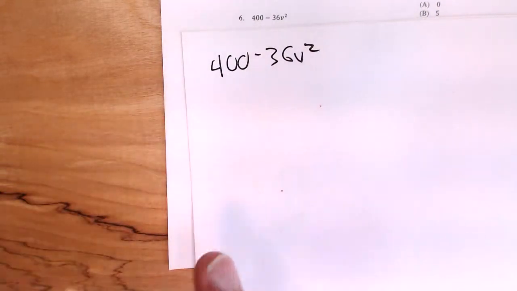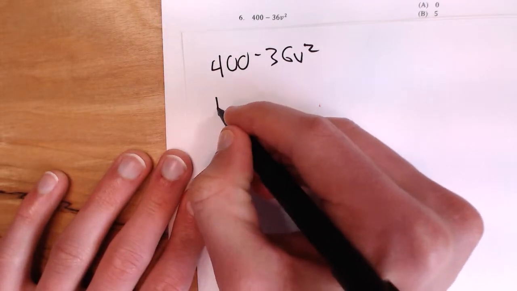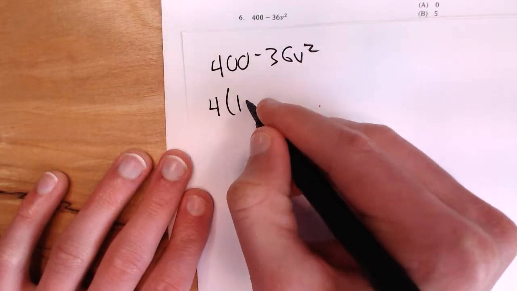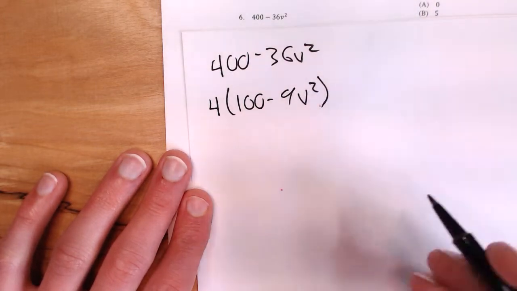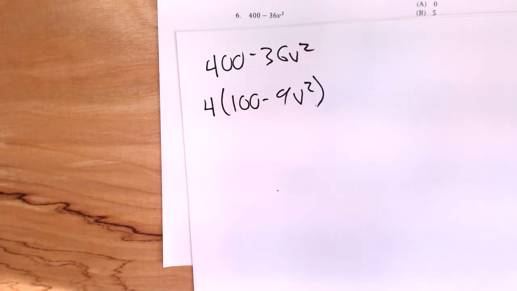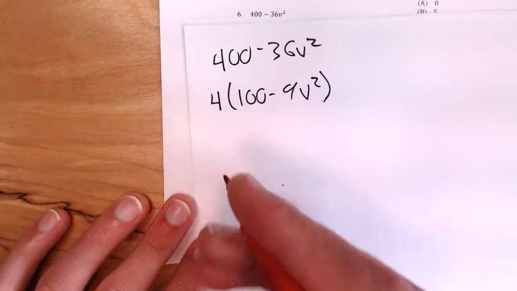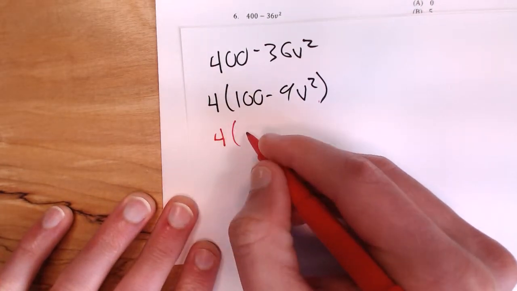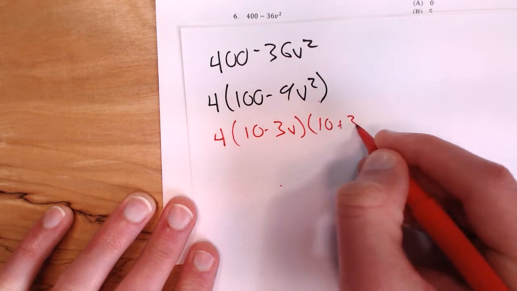So are there any common factors here? Let's try 4. So if I pull a 4 out, I'll have 4 times 100 minus 9v squared, and this is looking promising because notice that 100 is a perfect square, and so is 9. Okay, and this is a difference of perfect squares, so I should be able to factor it. Let's give it a shot. So it'll be 4 times 10 minus 3v times 10 plus 3v.